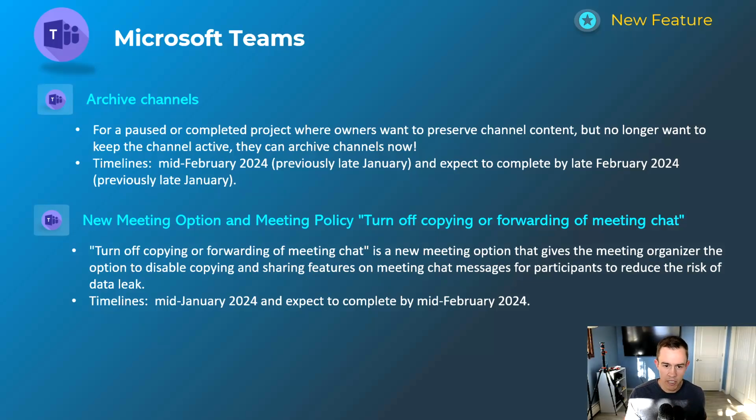Next one here is this new meeting option and meeting policy to turn off copying or forwarding of a meeting chat. So just more of a security feature, data protection. If you have a chat in a meeting that has some sensitive information going on, for some weird reason, this is only available for the Teams premium licensed customers. So you do have to have that in order to be able to leverage this policy within the Teams Admin Center. Hopefully they change that in the future. It seems really weird that it's just part of that experience, but this will happen mid-January, be complete by mid-February.